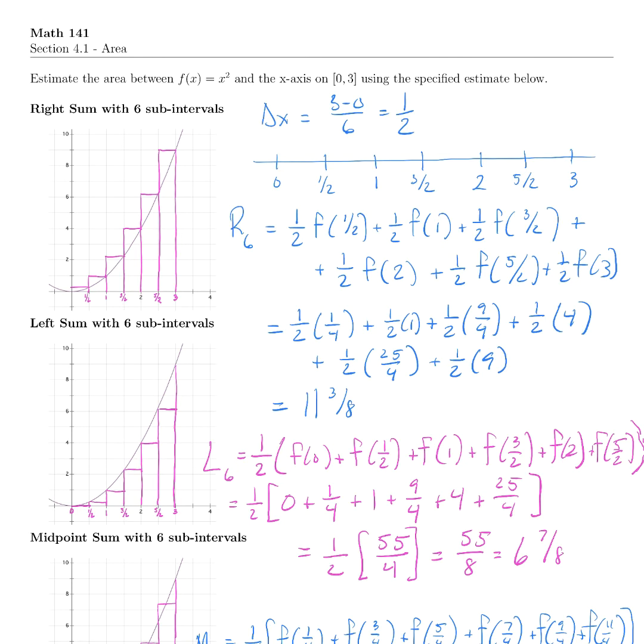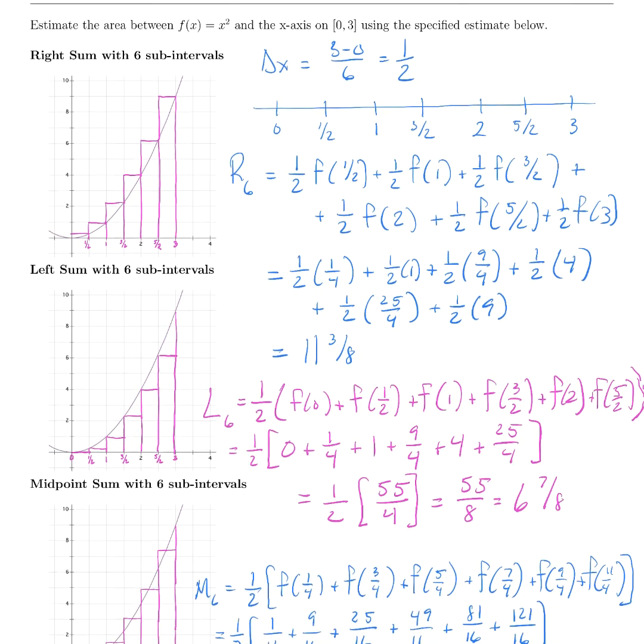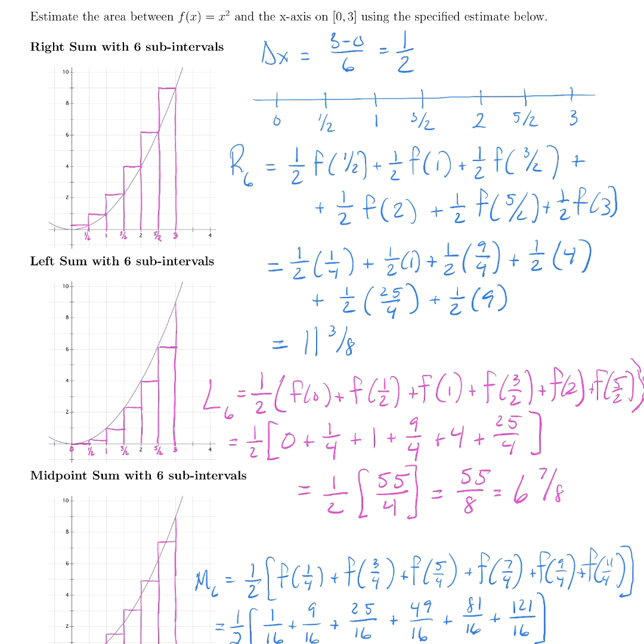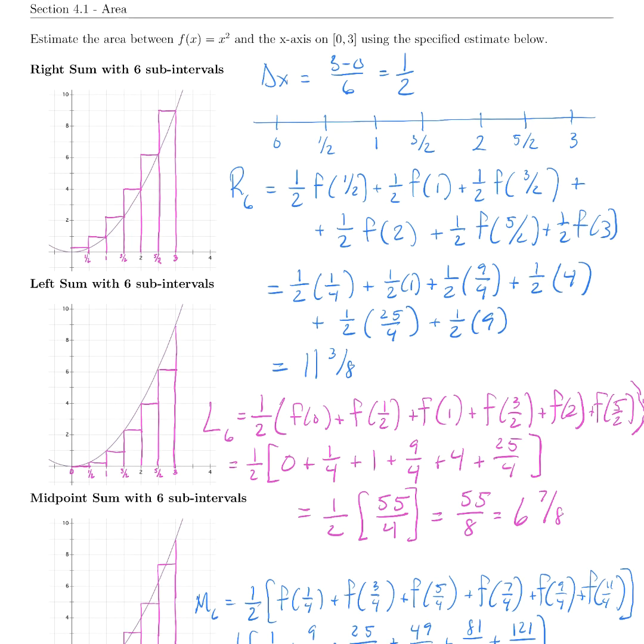So I've asked you here to again look at the area between x squared and the x-axis on 0 to 3, but unlike the introduction, I asked you to find the right sum, left sum, and midpoint sum with 6 subintervals. So this changes the game ever so slightly in the sense that delta x, or the width of our intervals, is now 1/2. The total interval width is 3 minus 0, and the number of subintervals is 6. So that gives us the width of each interval as 1/2.